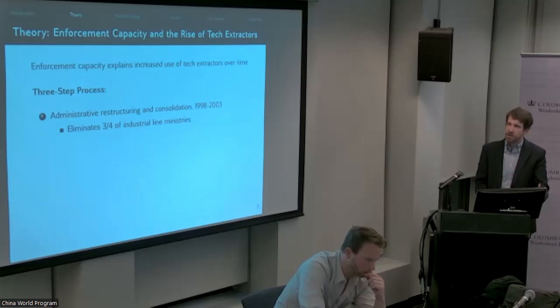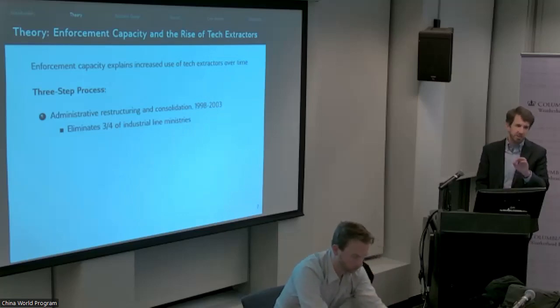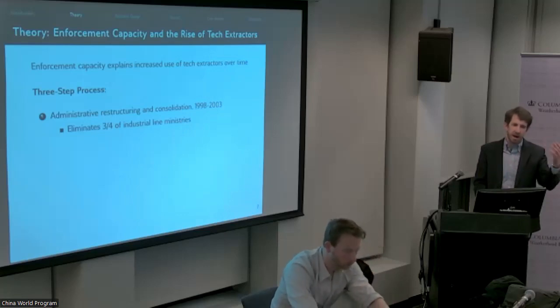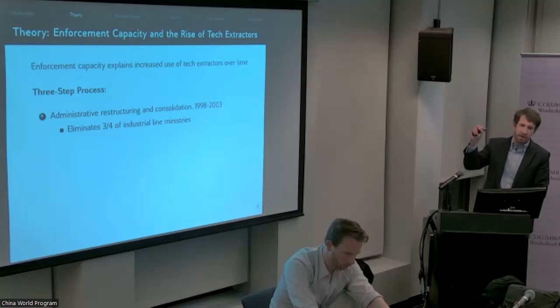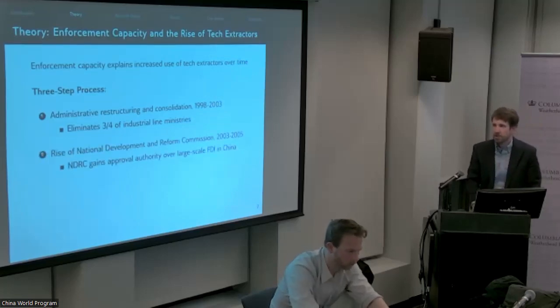And the main way that they do this is by eliminating the vast majority of industry-specific ministries, like the Ministry of Power and Energy and things like that, as well as consolidating power at the top of the economic policy apparatus in the hands of a single macroeconomic policy body. And that body is the National Development and Reform Commission.